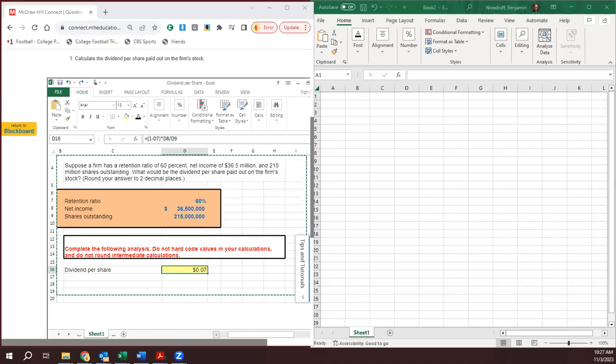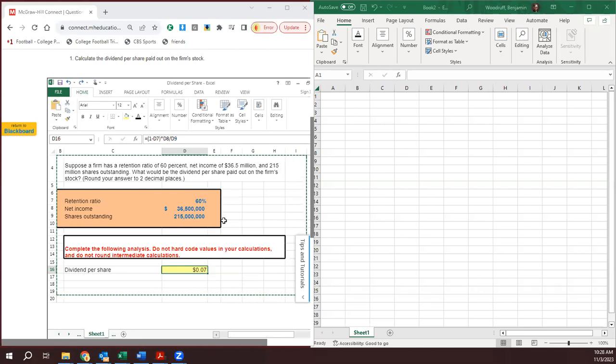All right, class. So this is going to be going through those Excel problems. These are the Excel problems for Module 4. If you see here, the first problem, they give you a retention ratio, they tell you the net income, and they tell you the number of shares outstanding.